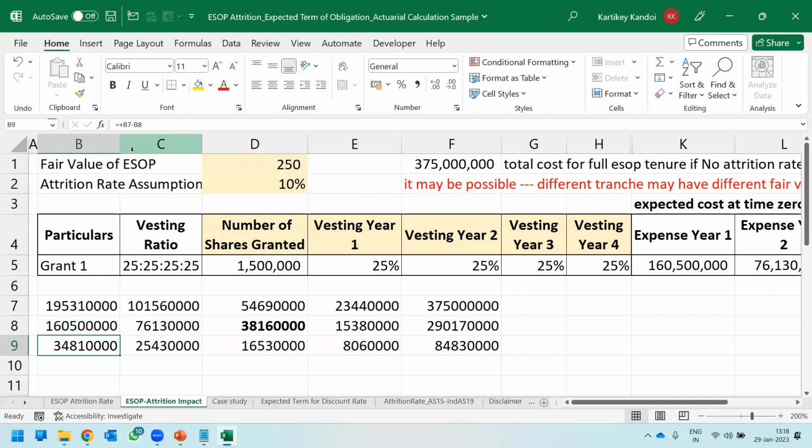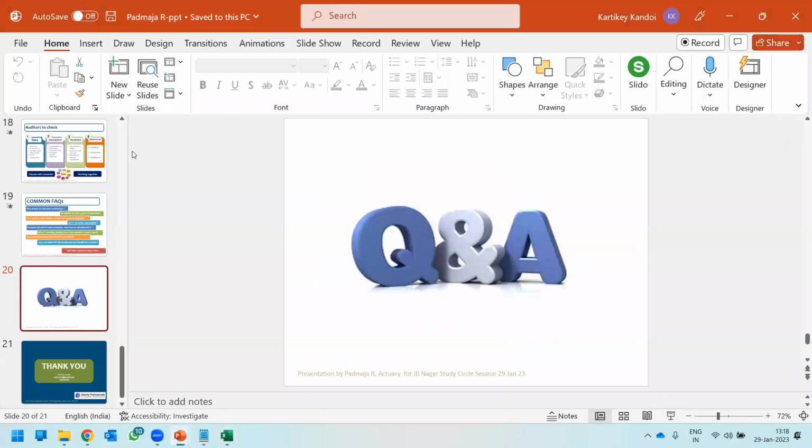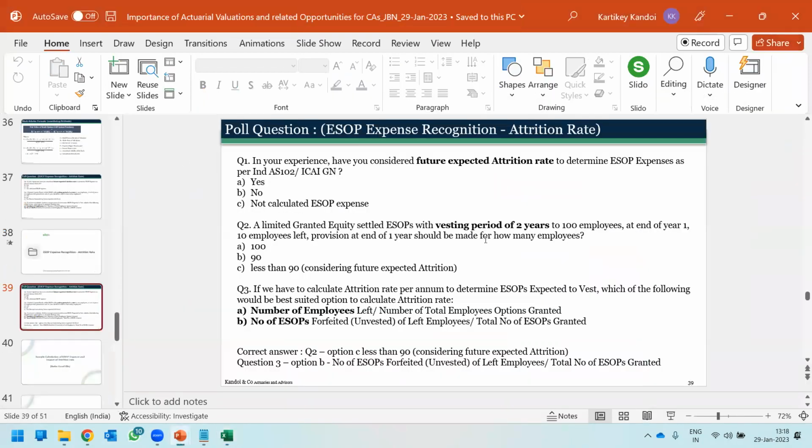That's why the attrition rate is very important in the calculation of the ESOP expenses. That we need to consider the attrition rate while calculating the ESOP expense. Now just quickly see if we have received any Q&A on this.